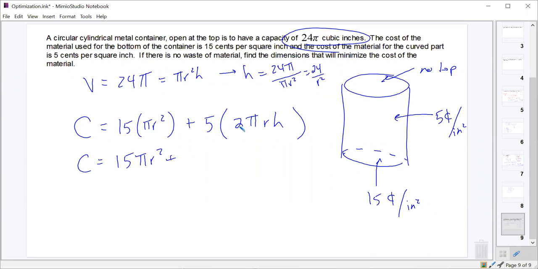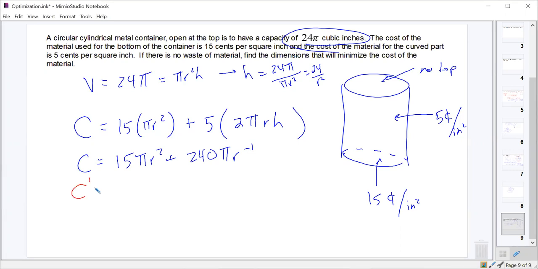All right, so our new cost equation is going to be: cost is 15 pi r squared plus 5 times 2, that's 10, times pi times our h, which is 24 over r squared. So 10 times 24 is 240 pi, and then r over r squared is r to the negative 1. And so that should be our final cost equation, all in terms of one variable.